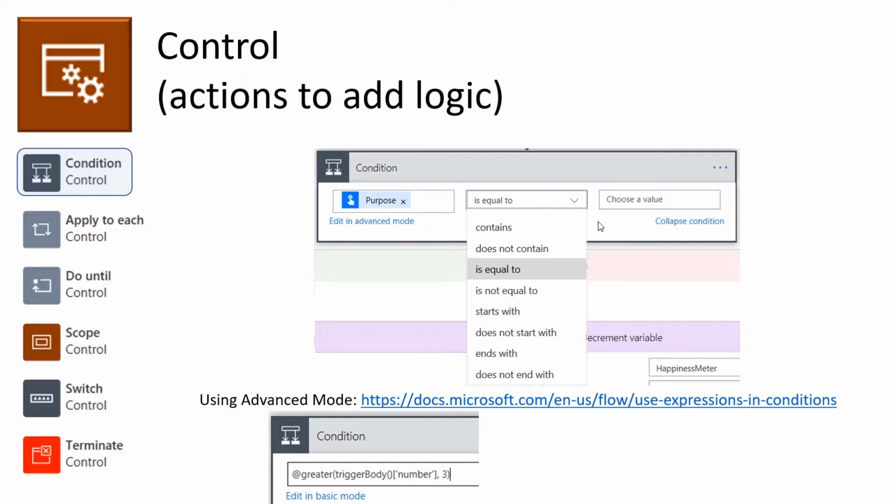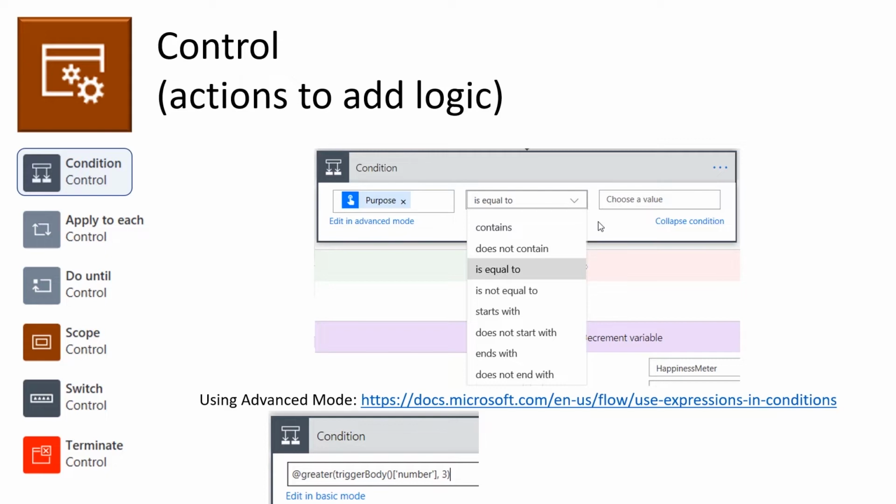But basically a condition lets you test something to be true or false. So as an example here, I had the purpose input on that flow button flow that I had earlier.